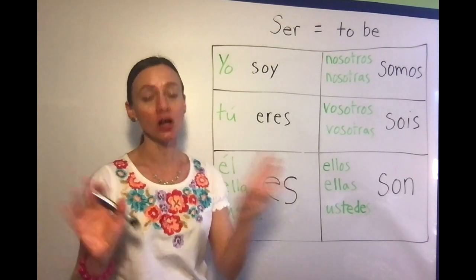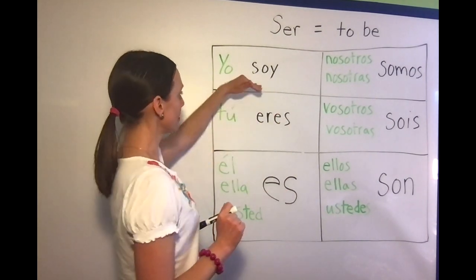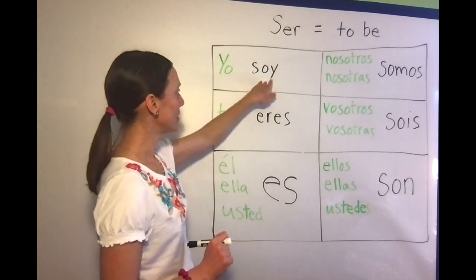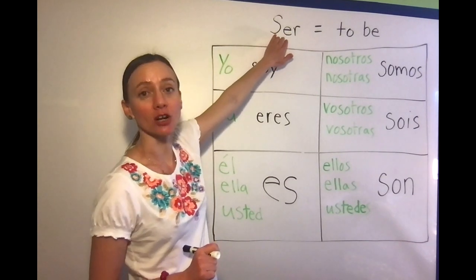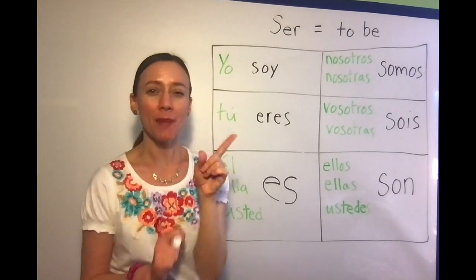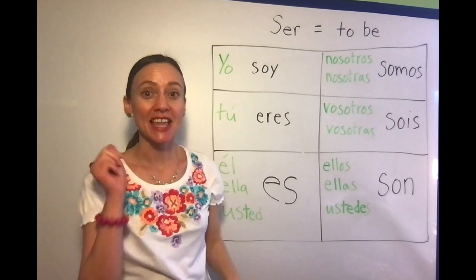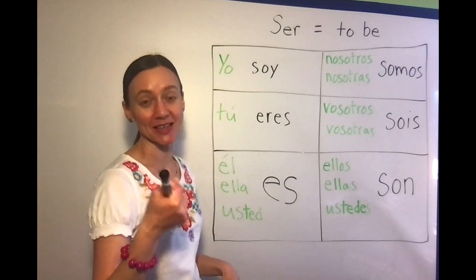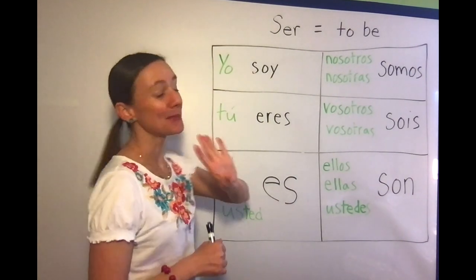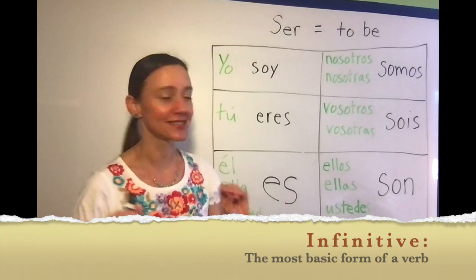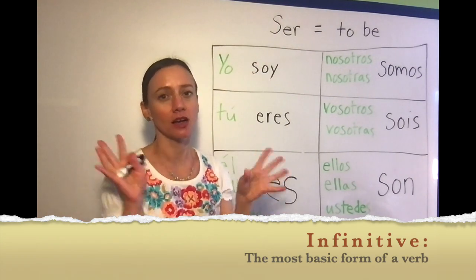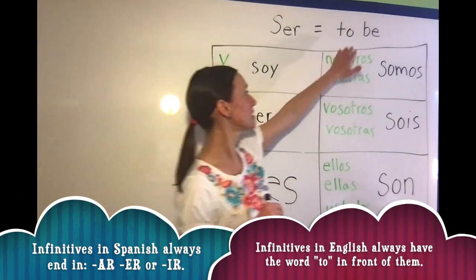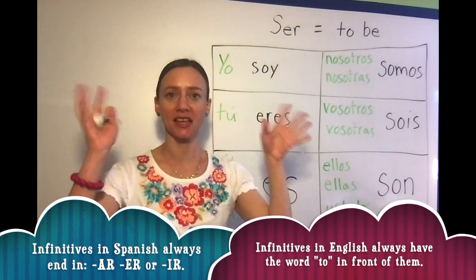Okay, so first of all, I want you to just notice that in each box, there is one black word here. There is one version of the verb ser. Now, do we remember what an infinitive is? If you want to know what an infinitive is, go watch the video called Spanish infinitives. But basically, an infinitive is a fancy word to say just the basic version of a verb. So in Spanish, ser is an infinitive. In English, to be is an infinitive. It's just like the basic version.